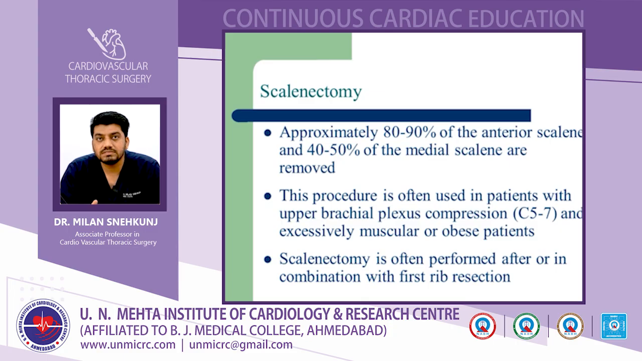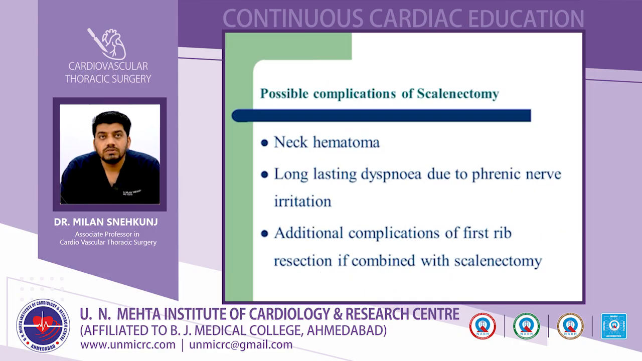This procedure is often used in patients with upper brachial plexus compression, roots involving C5 to C7, and in excessively muscular or obese patients. Scalenectomy is often performed after or in combination with first rib resection. So what are the possible complications of scalenectomy? Neck hematoma, long-lasting dyspnea due to phrenic nerve irritation, and the additional complications of first rib resection if combined with scalenectomy.